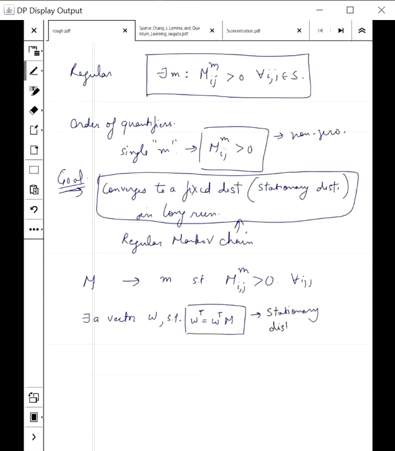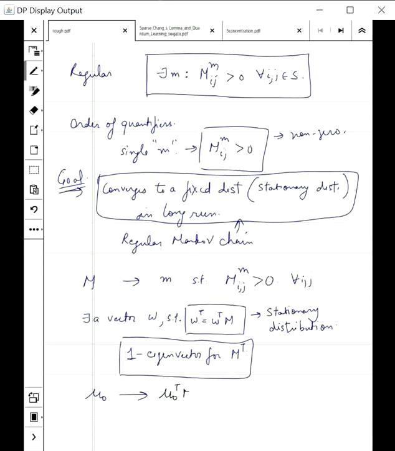It is one eigenvector for M transpose. Remember the definition of eigenvectors and eigenvalues? W is an eigenvector of M transpose with eigenvalue 1. That is what we call a stationary distribution. And we will also show that irrespective of mu 0, in the long run, mu 0 M to the n will tend to W. It does not depend on mu 0.